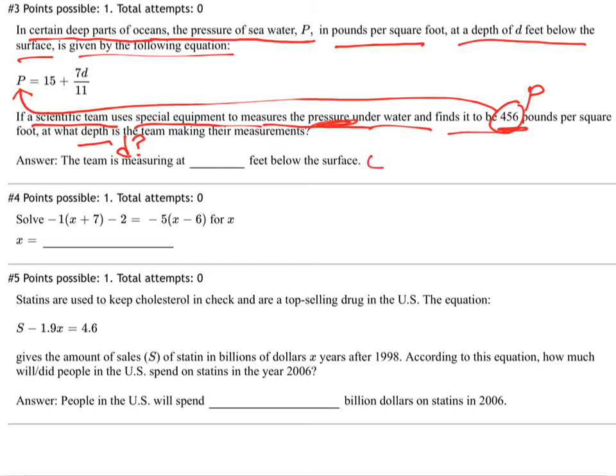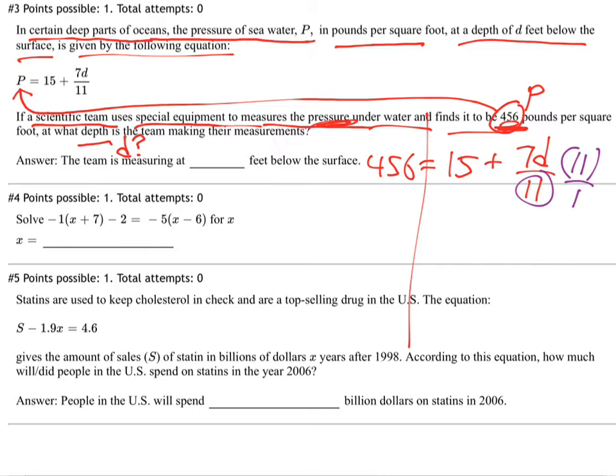What's D? So you take that right here, and you plug in 456 for P. So that becomes 456 is 15 plus 7D over 11. I just plugged in 456 for P because they told me that's the pressure, and they want me to solve this little equation for D. How do we solve this equation for D? Well, we got a fraction. You know what to do. Multiply through by 11 over 1, 11, 11, right? It'll cancel here. It'll multiply in the other spots.